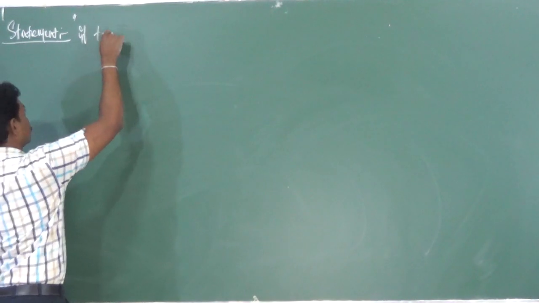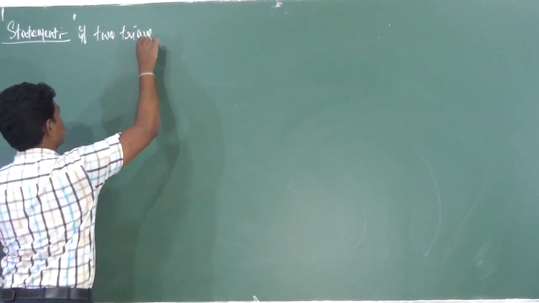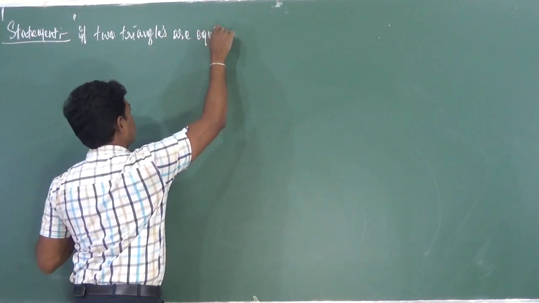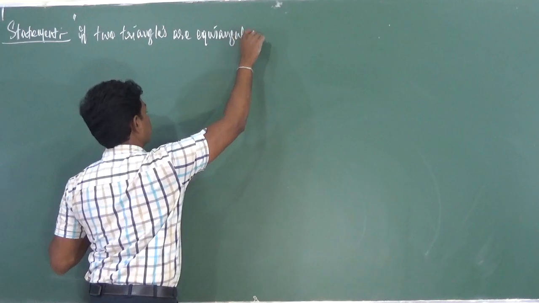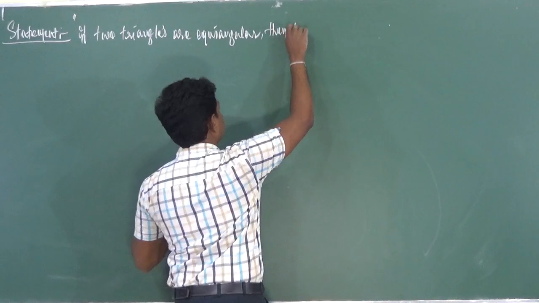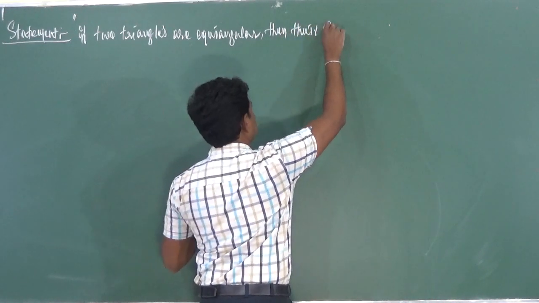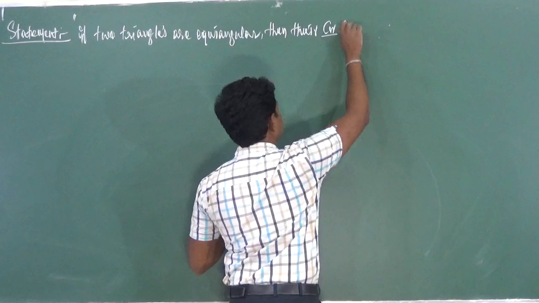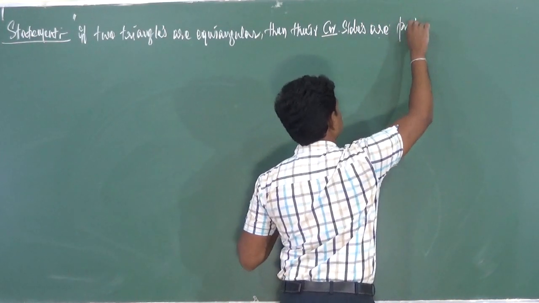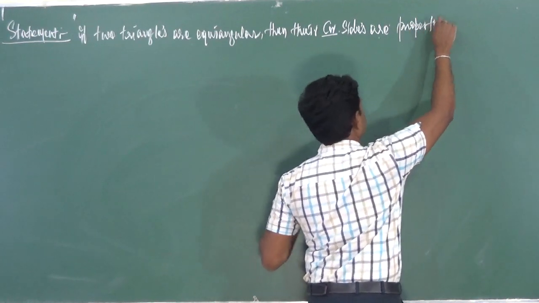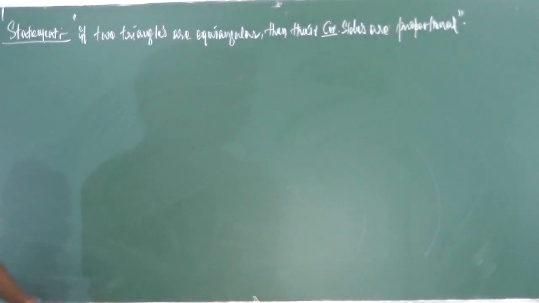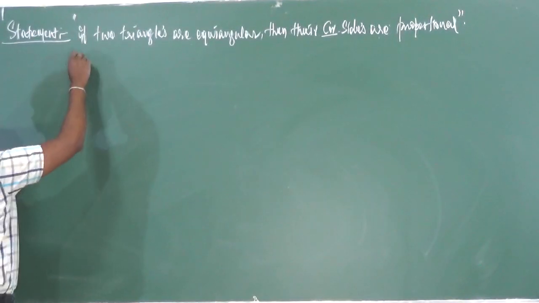If two triangles are equiangular, then their corresponding sides are proportional. This is the first statement. Or you can use the second statement also.